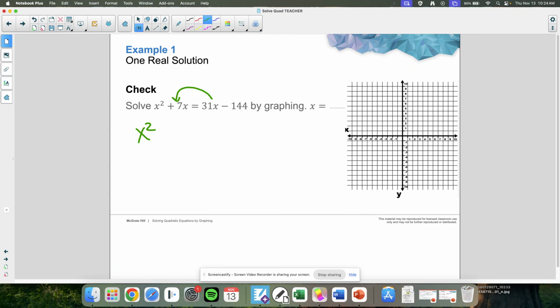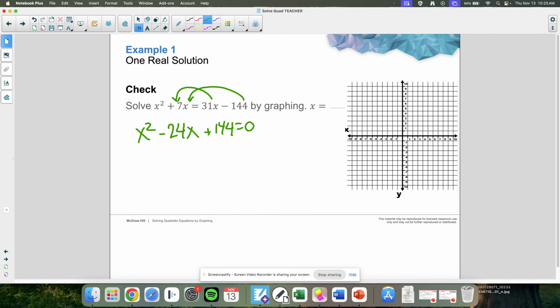How do you move a positive 31x? What's 7 minus 31? How do you move a negative 144? So step 1, set it equal to 0. Step 2, graph it. When you graph, the first step is to find your vertex.